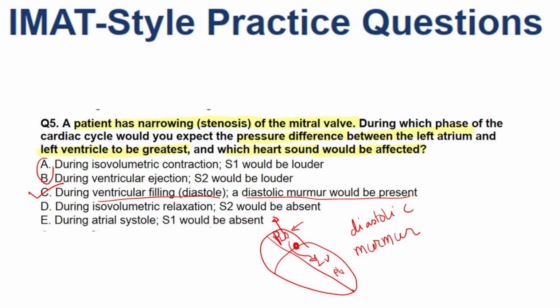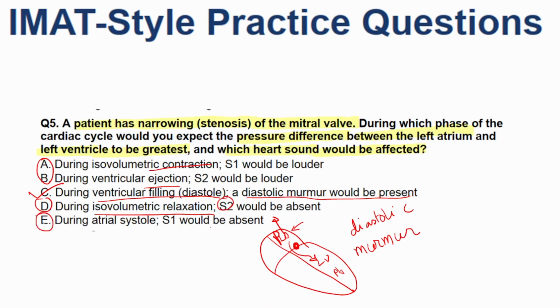Option A and B are incorrect because during ventricular contraction and ejection, the mitral valve is supposed to be completely closed anyway. The pressure differences during these phases are governed by ventricular contraction and aortic dynamics, not by a stenosis resisting forward filling flow. Option D is incorrect because isovolumetric relaxation is a brief phase where all valves are closed before filling begins. So a filling murmur wouldn't be defined here, nor would it cause S2 to be absent.